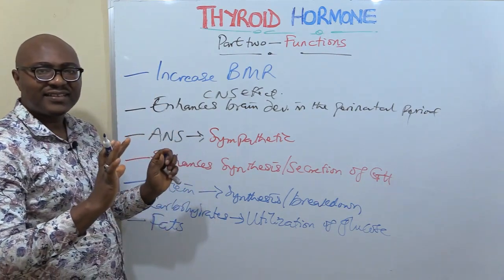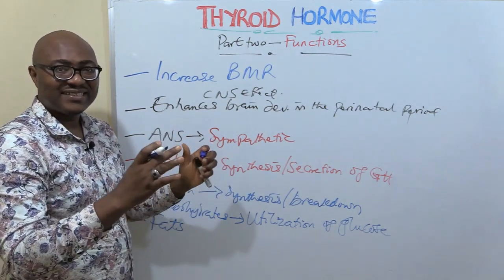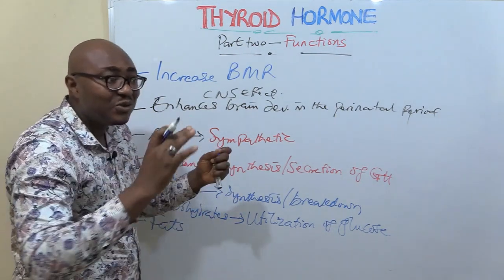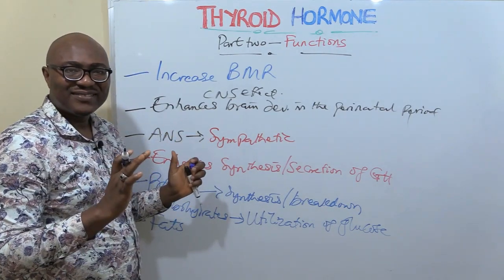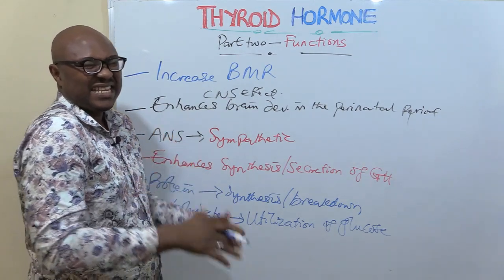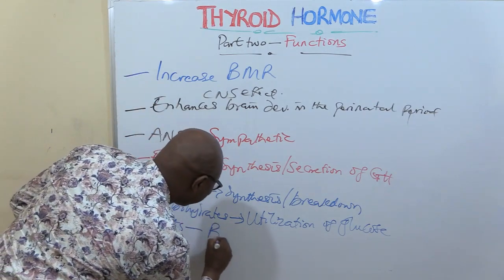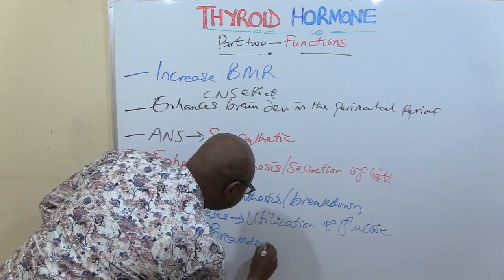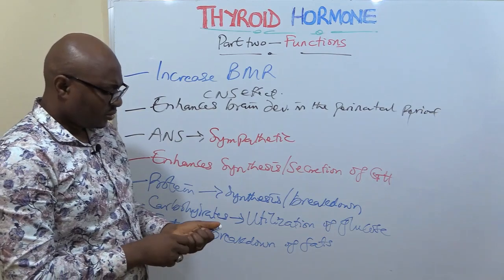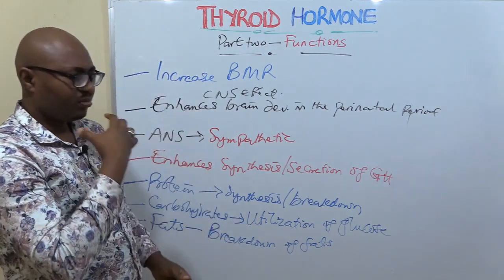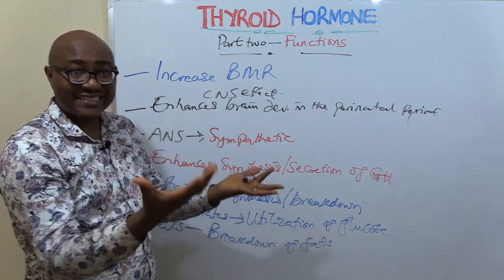Then what about fats? How does it affect fats? This is how it breaks down fats. That's lipolysis. And that's why those with excess secretion of thyroid hormones, what happens to them? They are slim, thin, they lose a lot of fat. Okay? It enhances breakdown of fats. Now, let's go to some important systems, cardiovascular, respiratory. It's very easy. It enhances what?